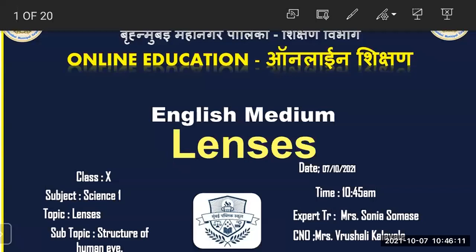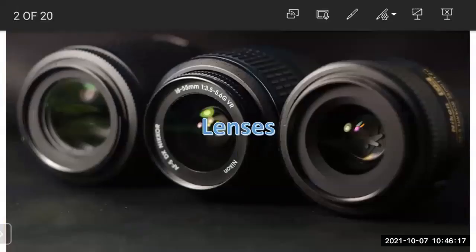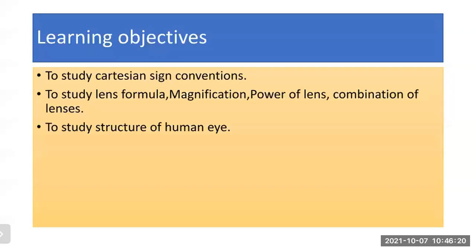So today we are going to study Science-1 topic lenses. We are going to study Cartesian sign conventions and lens formula, magnification, power of lens, combination of lenses, and very important, we are going to study about the structure of human eye.